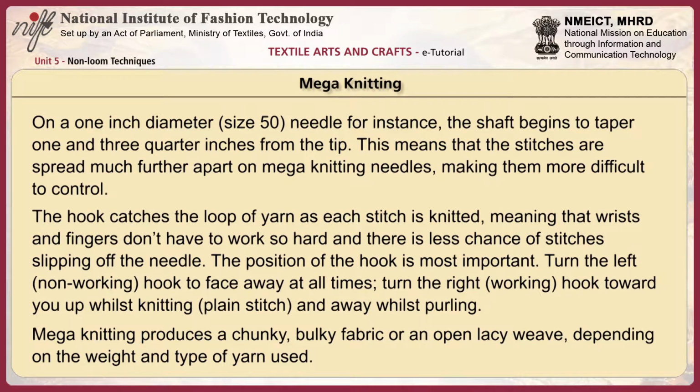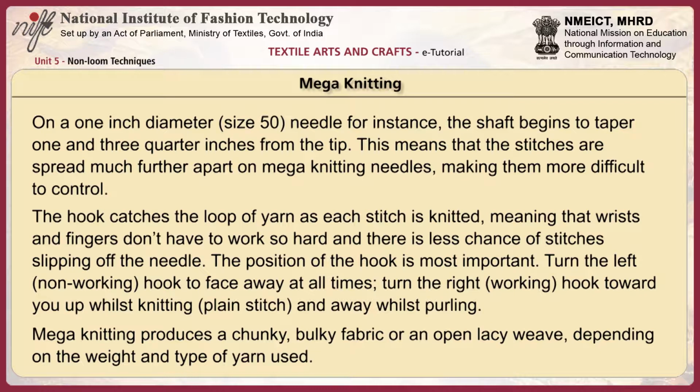On a 1-inch diameter size 50 needle, for instance, the shaft begins to taper 1 3/4 inches from the tip. This means that the stitches are spread much farther apart on mega knitting needles, making them more difficult to control. The hook catches the loop of yarn as each stitch is knitted, meaning that wrists and fingers don't have to work so hard and there is less chance of stitches slipping off the needle.